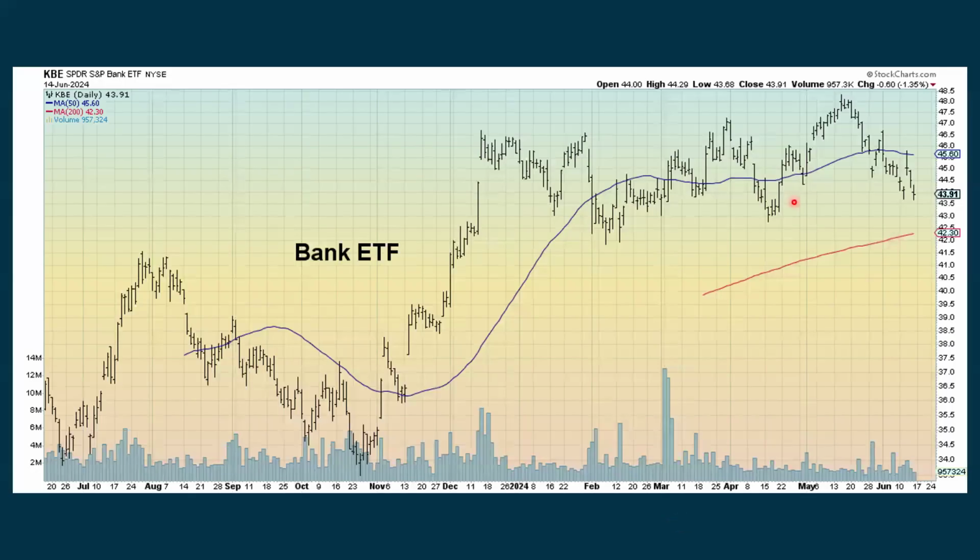This is the bank ETF, which has been doing quite well, and it's still in an uptrend with the blue line above the red line. But lately, we've been seeing some weakness, not only in the bank ETF, but a little bit of weakness with the financial sector, as the financial sector is dropping below its 50-day moving average. So we want to keep an eye on this area.